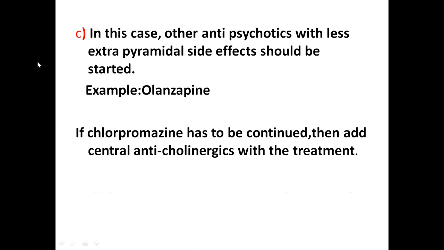See answer, in this case, the other antipsychotics with less extrapyramidal side effects should be started. An example of a less side effect drug is olanzapine. Now it is more available in the market. This is more useful for this condition, olanzapine. If chlorpromazine has to be continued, then add a central anticholinergic with this treatment, that is Benzhexol or procyclidine or biperiden. The latest drug is olanzapine, having the less extrapyramidal side effect.